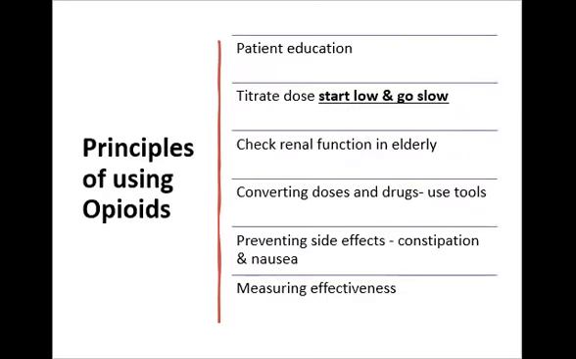Some general considerations on the use of opioids. Patient and carer education is key. Always start low and titrate up as needed. Consider renal and liver function when choosing the most appropriate analgesic. When starting an opiate, always include an aperient regime for bowel management unless otherwise indicated. And lastly, review the effectiveness of the regime regularly.